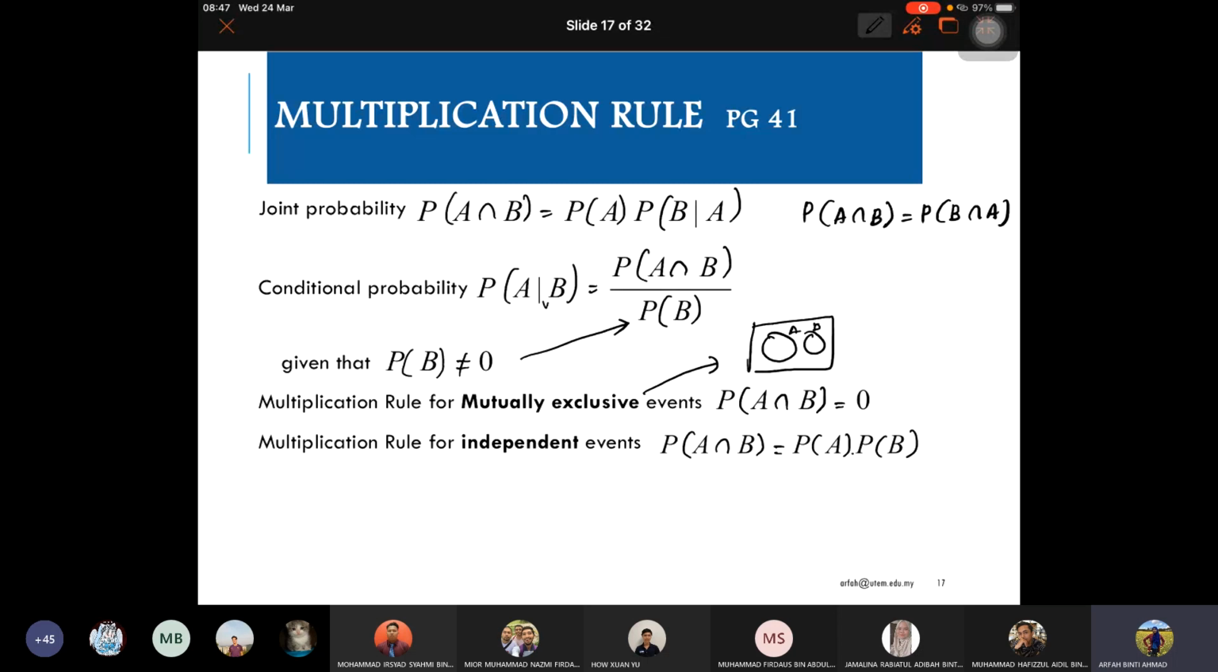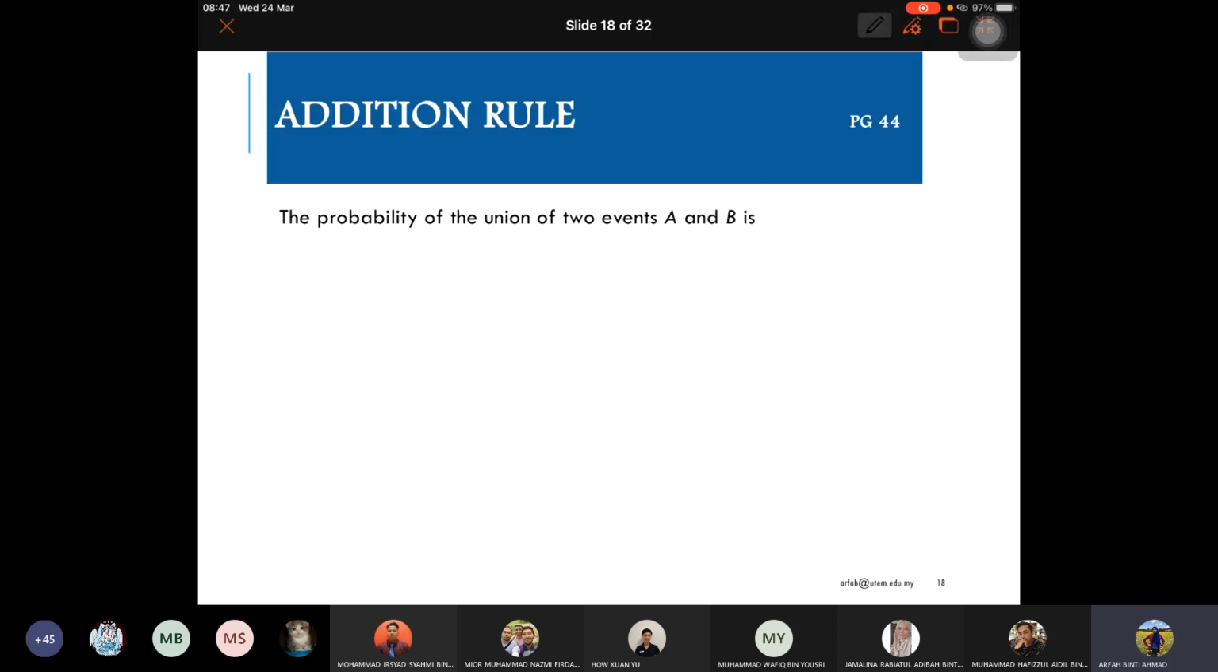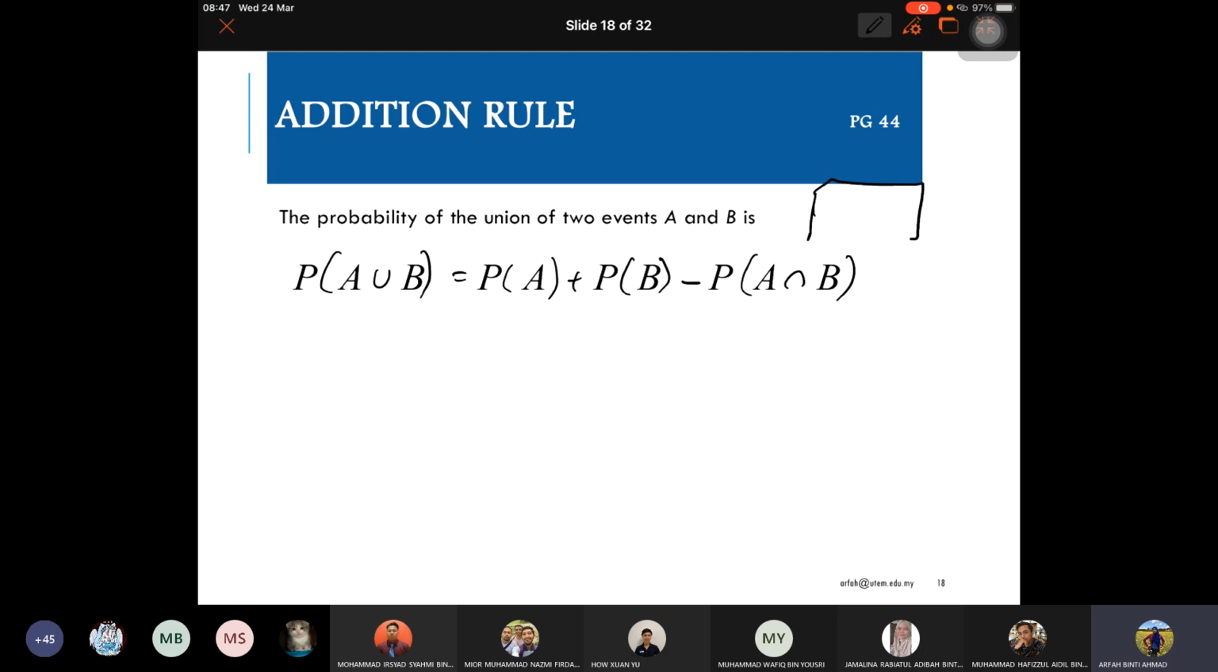Dan this one? Faham? Okay. So, the probability of the union of two events, kalau kita ada kebarangkalian A atau B, dia sebenarnya sama dengan kebarangkalian A plus probability of B minus probability of A and B. Yang ini adalah untuk case yang ada A and B. So, kita nak cari A or B.